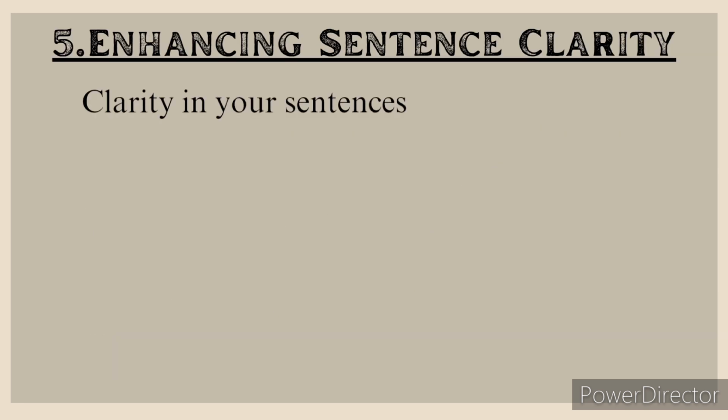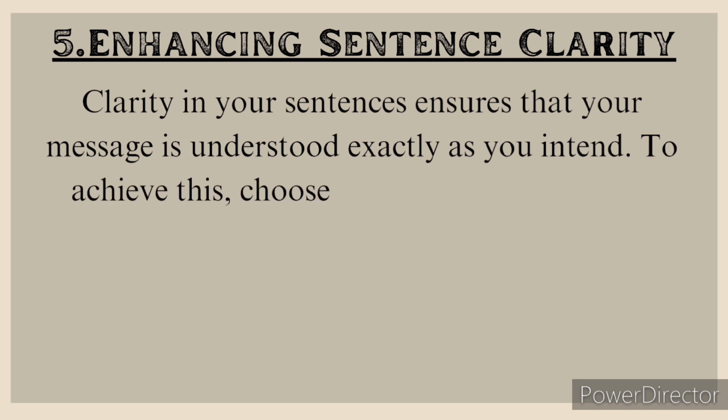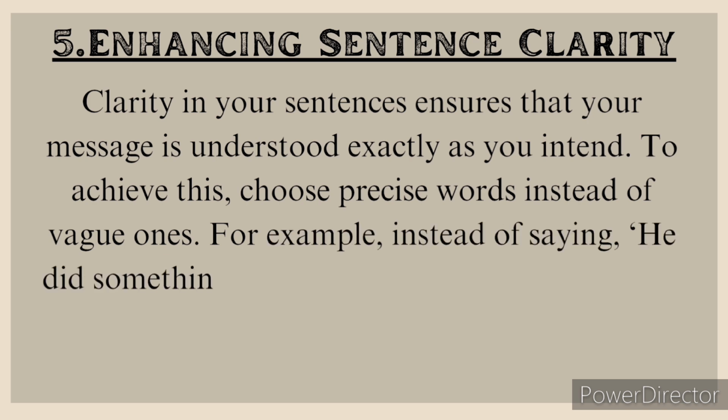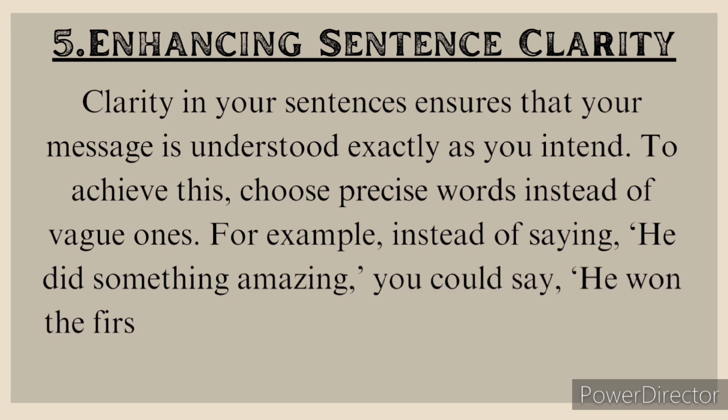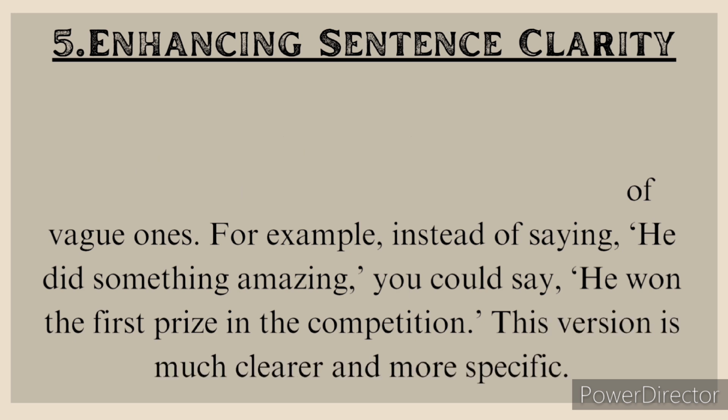Number 5. Enhancing sentence clarity. Clarity in your sentences ensures that your message is understood exactly as you intended. To achieve this, choose precise words instead of basic ones. For example, instead of saying he did something amazing, you could say he won the first prize in the competition. This version is much clearer and more specific.